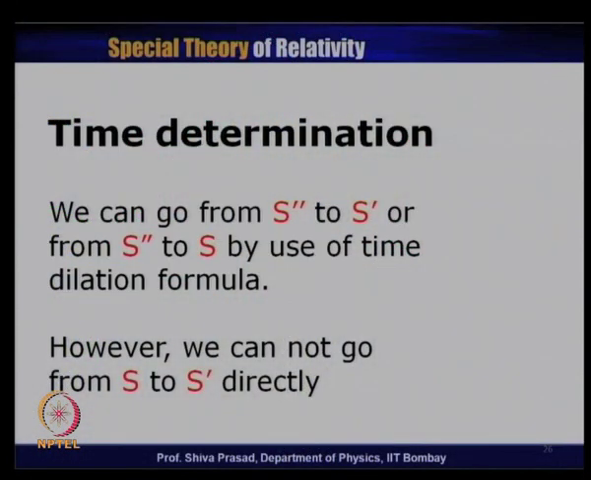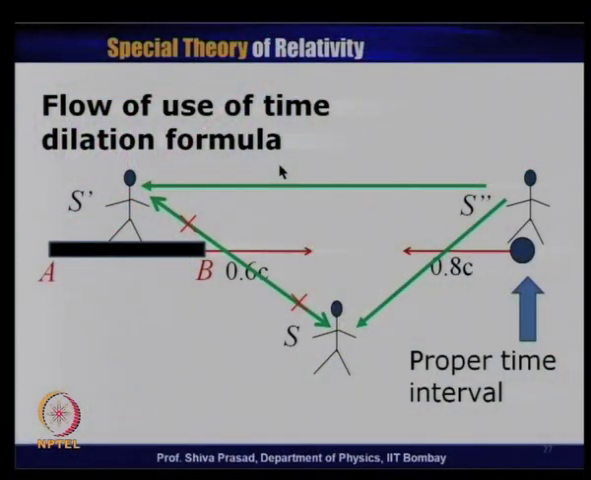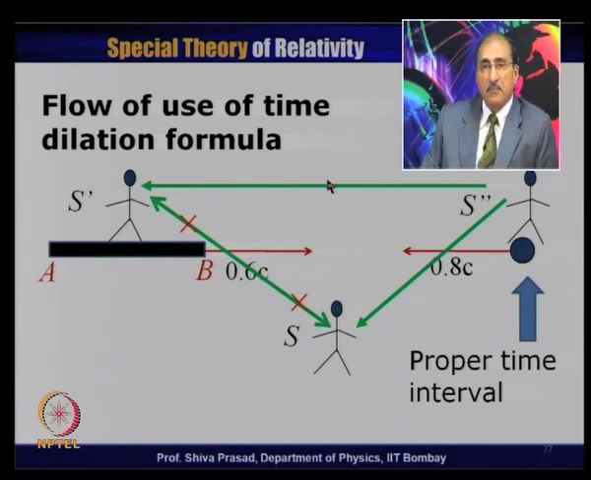So, this is what I have shown in the next transparency. Let me first just read it. We can go from S double prime to S prime or from S double prime to S by use of the time dilation formula. However, we cannot go from S to S prime directly. So, this picture shows a flow of the use of the time dilation formula. As we have said, the time interval is proper in this particular frame of reference, so I can go from here to here, by multiplying by gamma, to find out the time interval in this particular frame of reference. I can go from here to here backwards also, but then I have to divide by gamma.